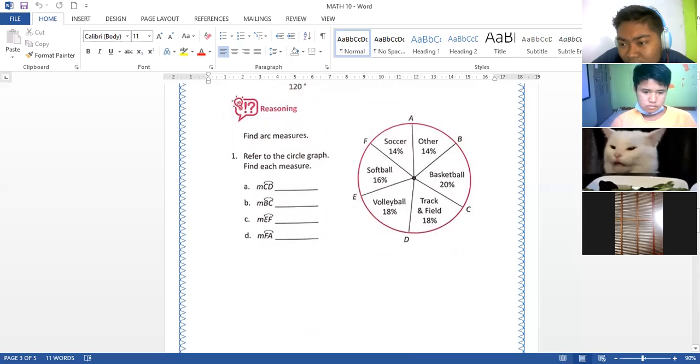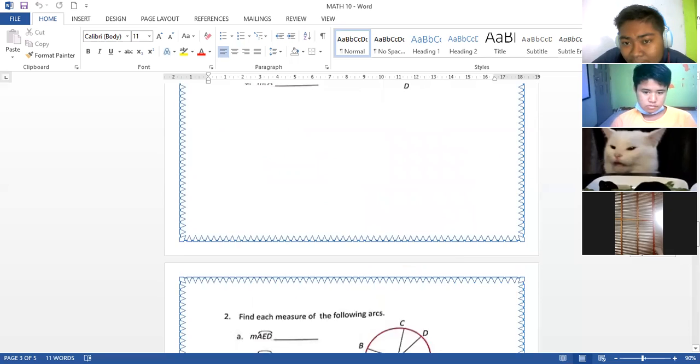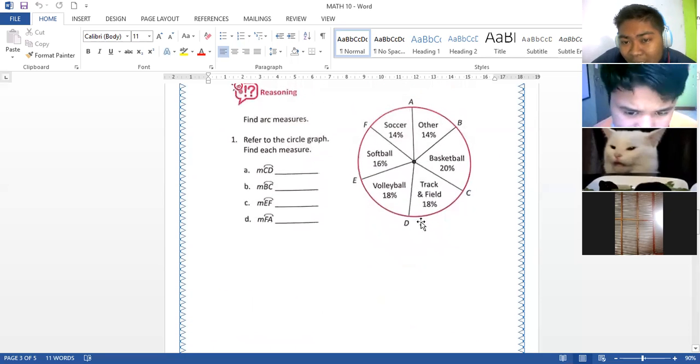Arc lang yan. Ito. So, kung ilan yung percent nun, hanapin yung equivalent nito. Ito, 14%. So, hahanapin yung equivalent nito na angle. Hindi percent. Measure ang hinahanap dito. For example, what is the 20% of 360? Ilan ang 18% ng 360? Ganon siya hanggang makompleto natin yung 360 na bilog na to. Mali yang susulat nyo na percent dito. Dapat degrees, okay?